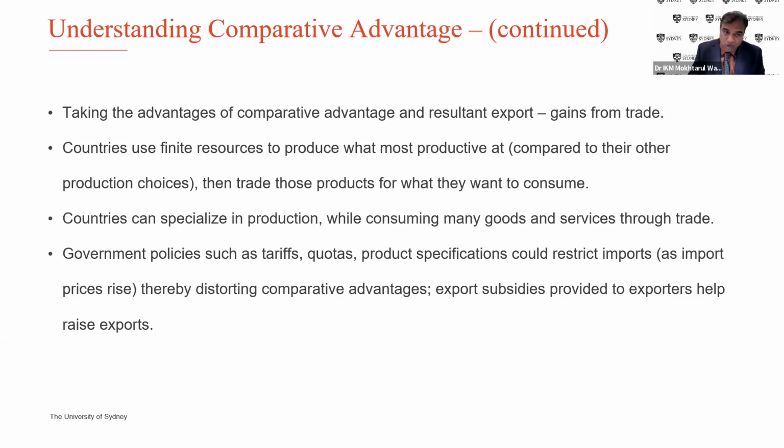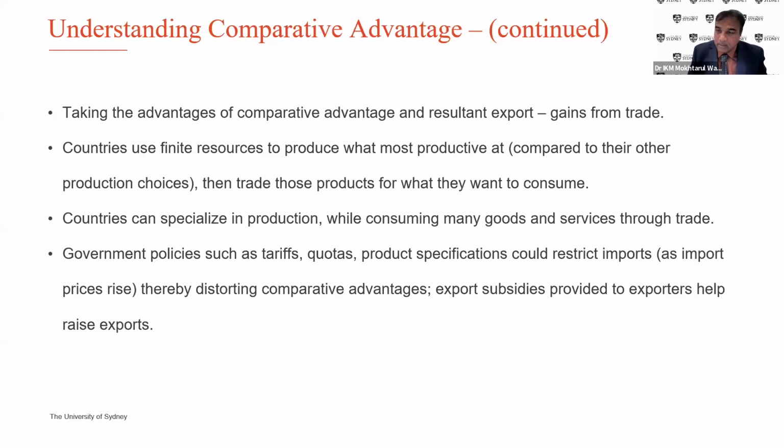So countries can specialize in production while consuming many goods and services through trade. So specialization is through production, and then they consume by exporting and importing. And that is the basis for trade, and that's how countries can gain overall. Now, one thing that we have seen in the last 20 years or so is the trade restrictions.